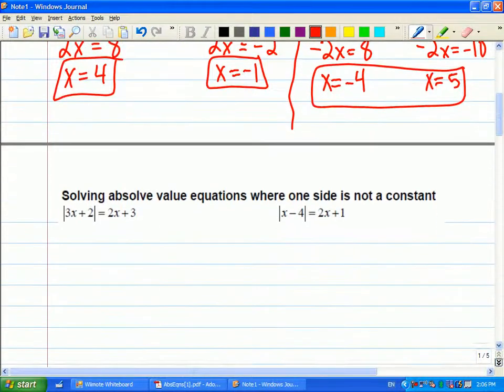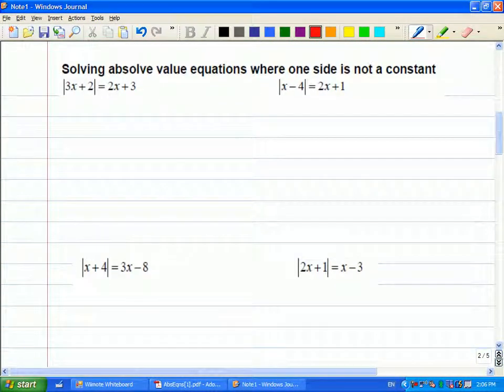Let's take a look now at when we change it up just slightly. Instead of having a constant, we're going to have an equation on the other side. Now, one thing you have to recognize about this is that seeing the picture is going to help you understand what happens here.